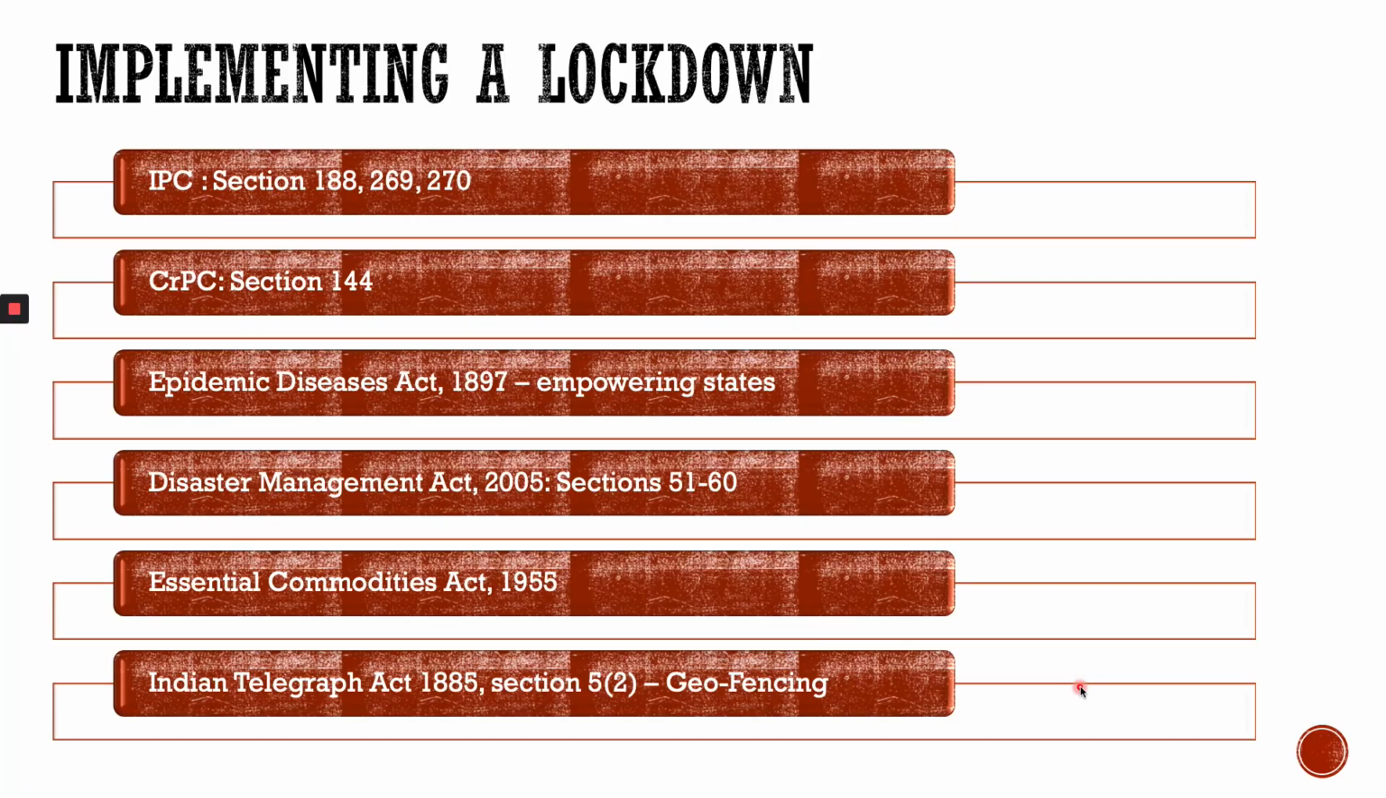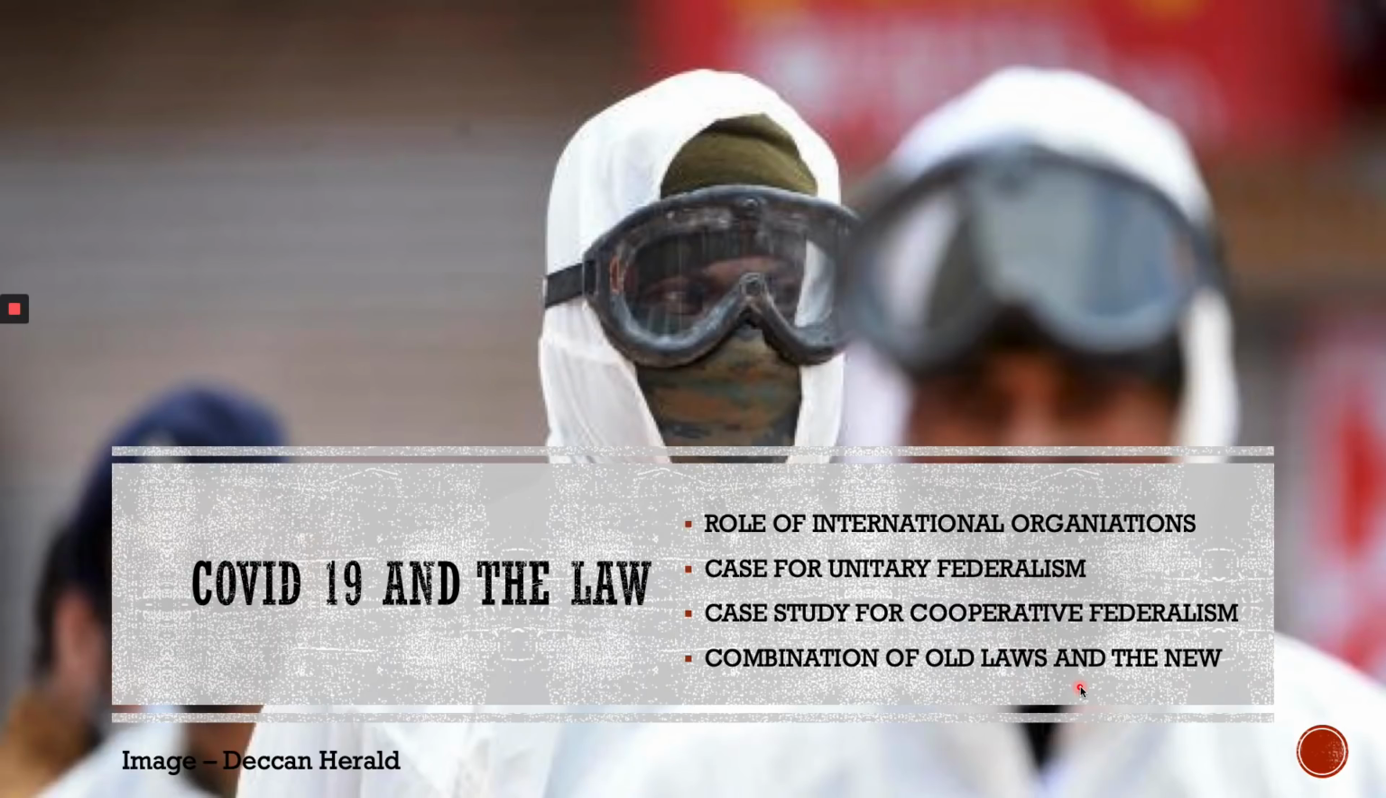These are broadly the 6 laws that have been used to implement a lockdown. The failure to comply with these laws would obviously lead to certain penal provisions. And this is law and COVID. It teaches you the role of international organizations. It also teaches you, despite all the criticism that India receives, that India is a unitary federal structure. In cases like these, the fact that we have a centralized, unified government actually makes things far easier to implement.